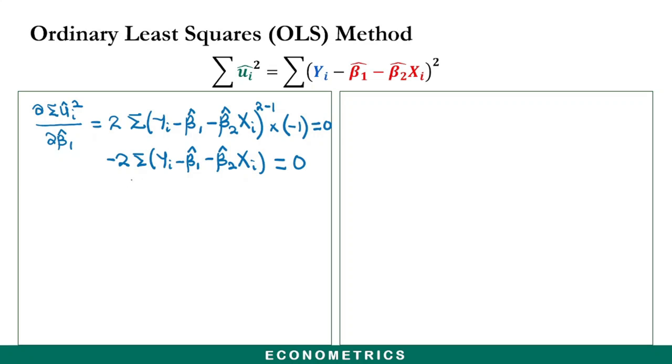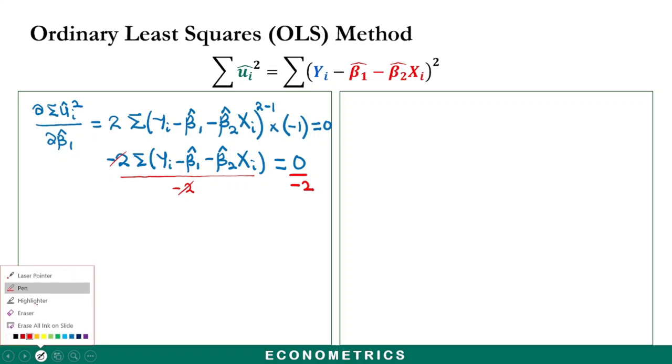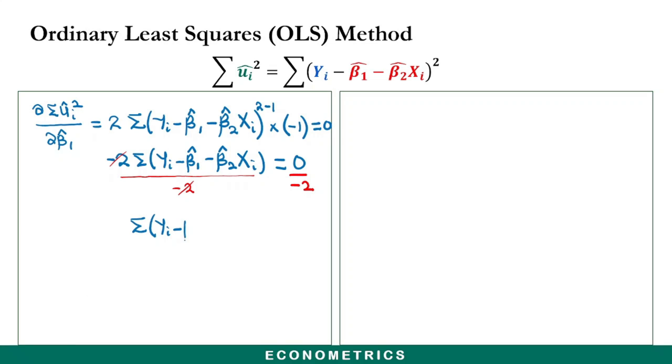Now at this point, we will go ahead and divide both sides by minus 2. So let me try as much as possible to make this very practical. So here you divide the left-hand side by -2 and the right-hand side by -2. And the aim is to get rid of this -2 and this -2 right here. So we just go ahead and get the answer to be sigma yi minus beta 1 hat minus beta 2 hat xi. And 0 divided by -2 is just simply 0.